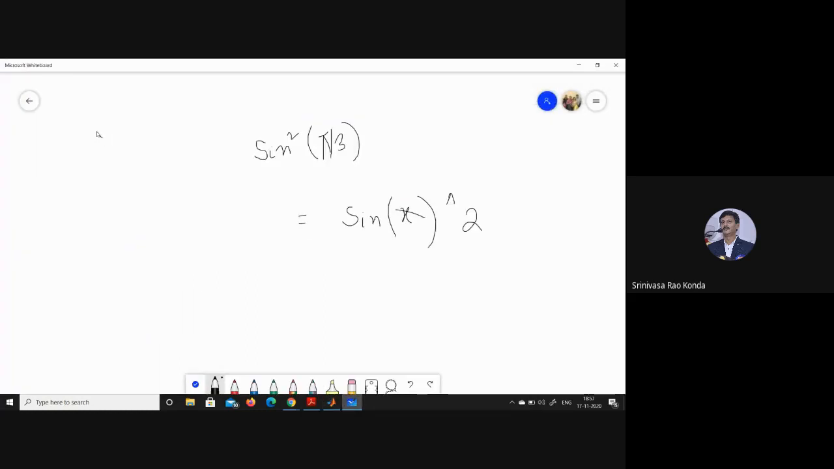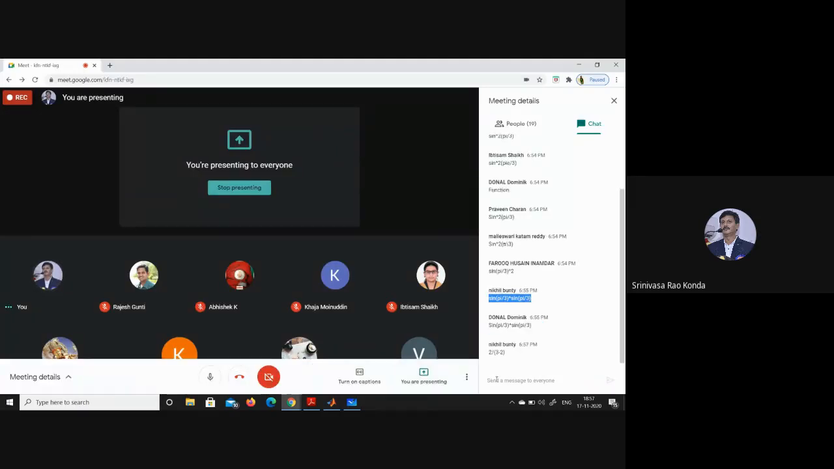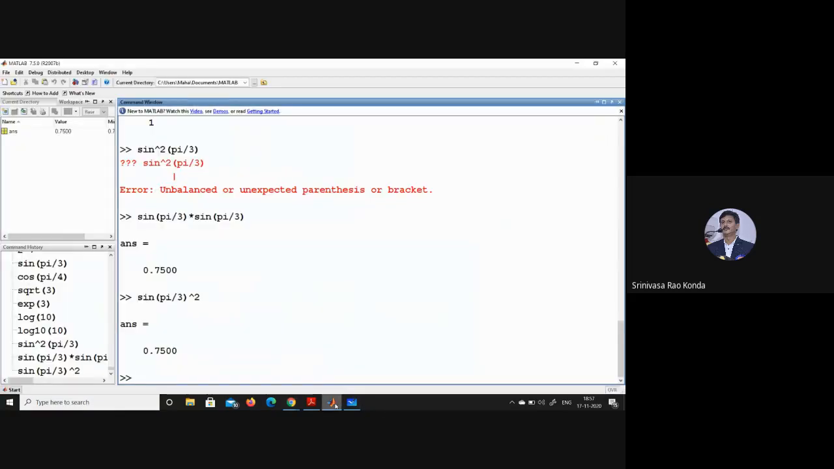I want to find 2 by 3 minus 2. We know this answer, am I correct? 3 minus 2 is 1, and 2 divided by it is 2. The value is 2, no doubt. I want to find this value using MATLAB. How to give this command? It is a simple one, not a big one. Yes, Nikhil Bunty, we have to give 2 by bracket 3 minus 2, then only we'll get the correct answer. Otherwise, it will give a wrong answer.